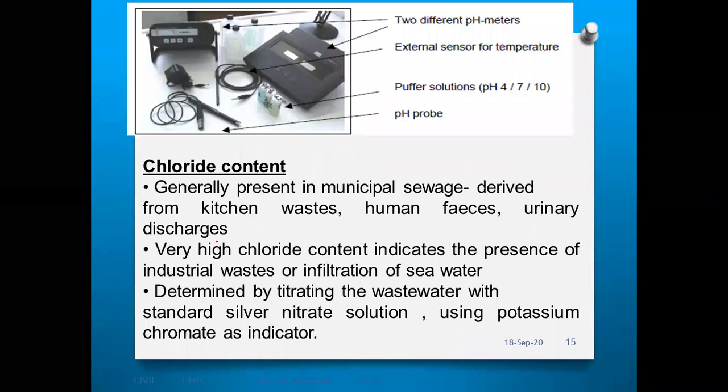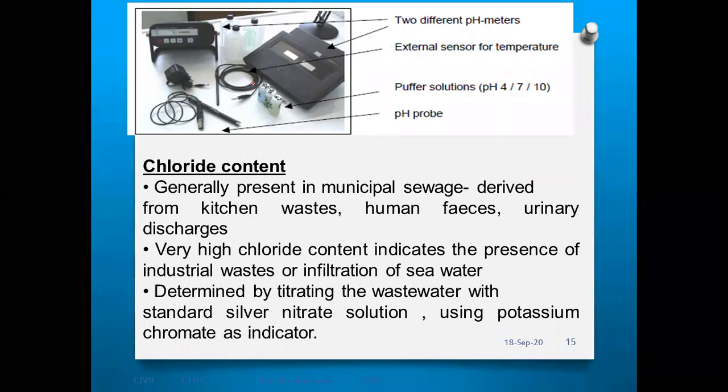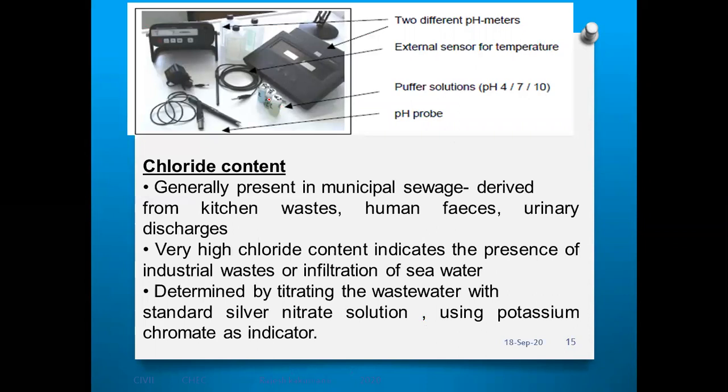Next, this is the instrument used for checking the pH value. You have two different pH meters. This is an external sensor where you keep the probe in the sample, and you have buffer solutions. So these are the solutions and the pH probe. This is the device you use for checking the pH value, right?